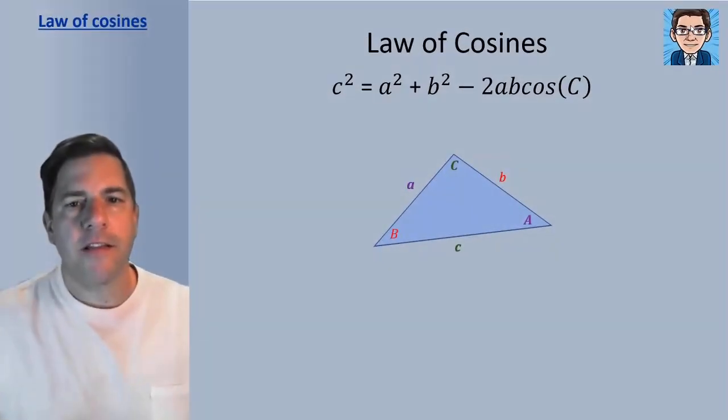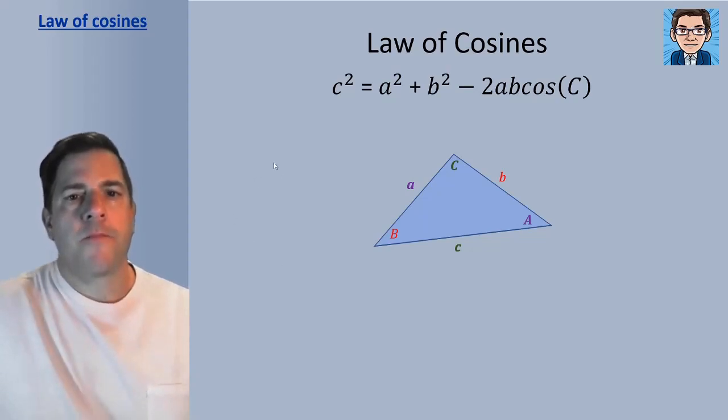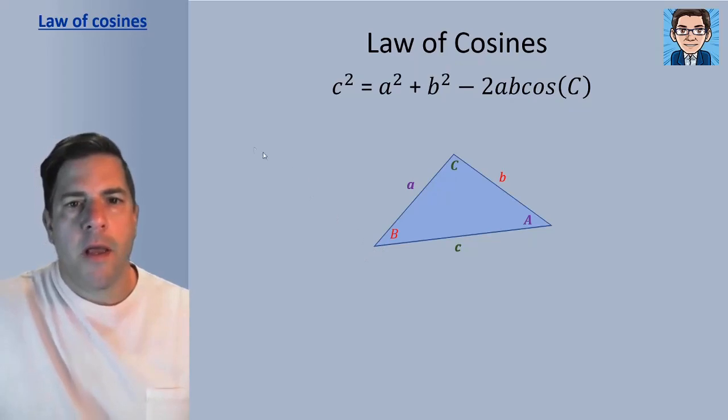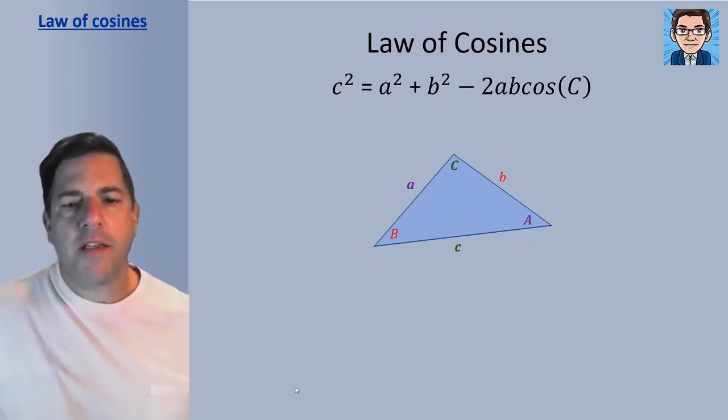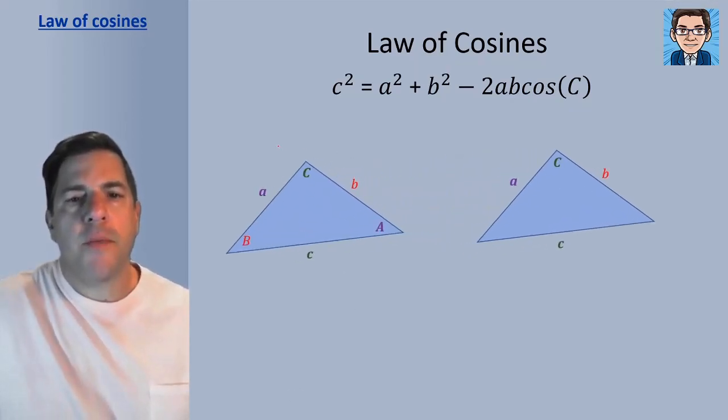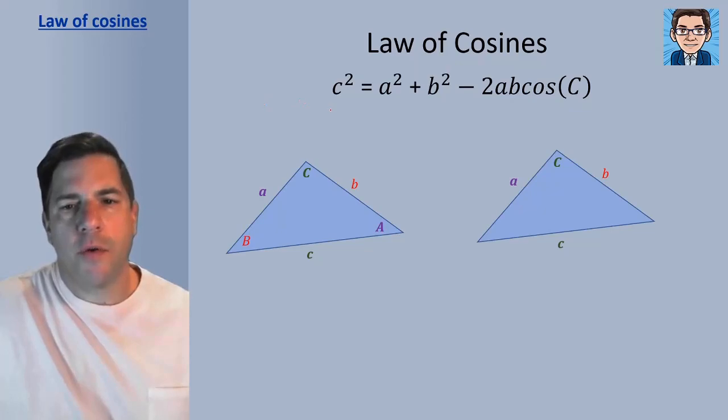Hi, let's take a look at the law of cosines. Law of cosines is a relationship that exists in any triangle. What it tells us is that if we have three sides of a triangle and an angle that we're looking at, the relationship exists that if we square c, that's going to equal a squared plus b squared minus 2 times a times b times the cosine of c.